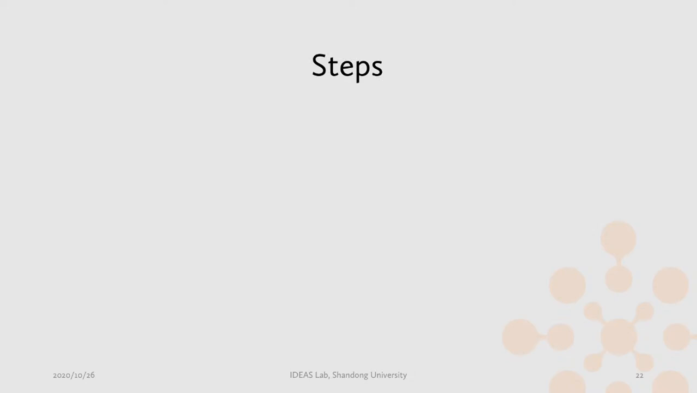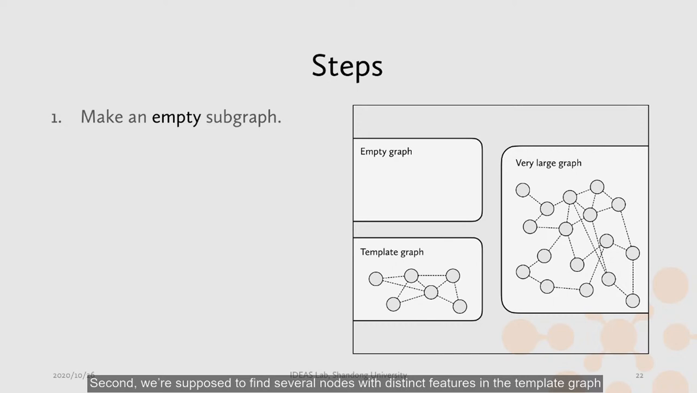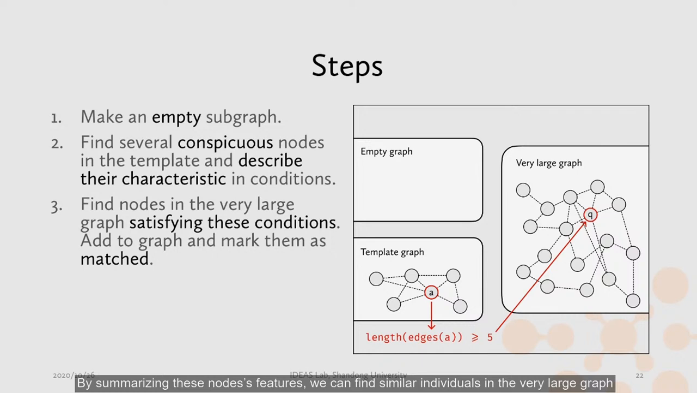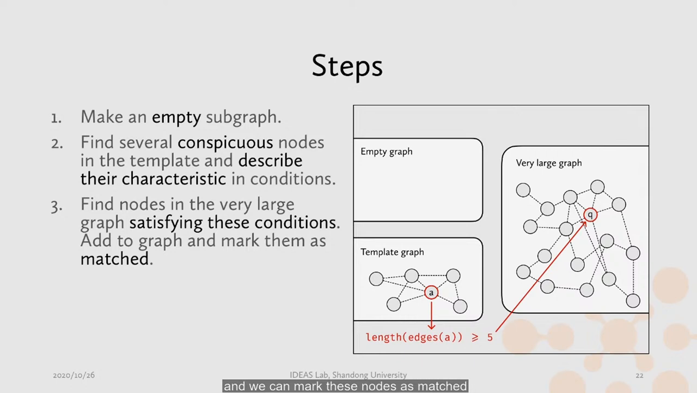First, we make an empty graph as a starting point. Second, we are supposed to find several nodes with distinct features in the template graph. By summarizing these nodes' features, we can find similar individuals in the very large graph, and we can mark these nodes as matched.